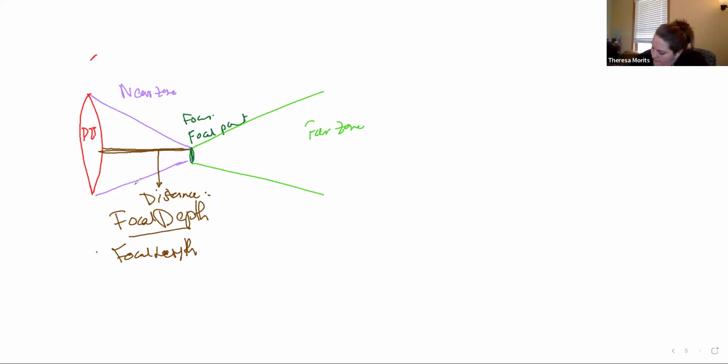So what is going to be the focal depth or the focal length? We can mainly say that's going to be the distance between the transducer and the focal point, or the distance between the start of the beam and the focus. Did that make sense?